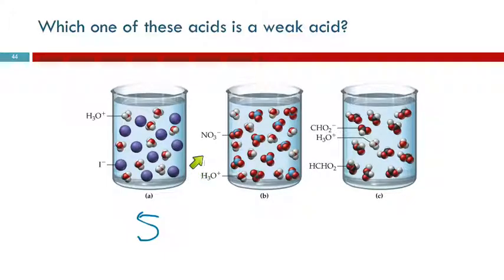How about this one? Here we have nitrate ions and hydronium ions. That's also strong. This must be nitric acid, and nitric acid is one of the 6 strong acids. And then over in this beaker we have CHO2 minus ions, and we have hydronium ions, and we also have formic acid molecules. Strong or weak? Weak. Any questions?